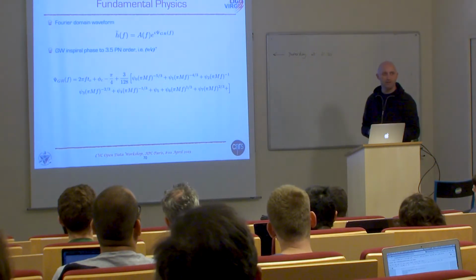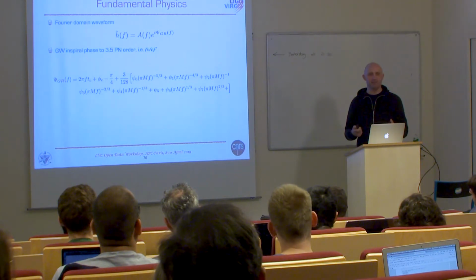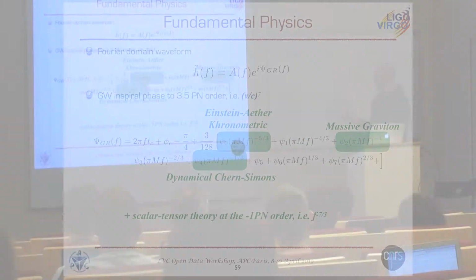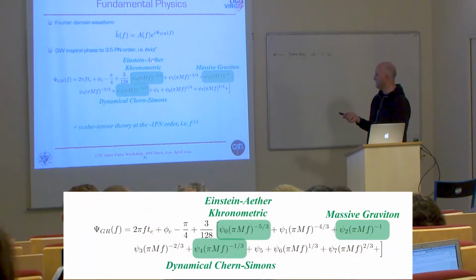So one of the other things we can do is test general relativity, or to start off with, we can test post-Newtonian theory. So here's my post-Newtonian phase in the Fourier domain. And we also know that if there are alternative theories of gravity, their dominant effect should occur at different post-Newtonian orders. So we have Einstein ether theory at f to the minus 5/3, massive graviton at f to the minus 1, dynamical Chern-Simons at f to the minus 1/3.